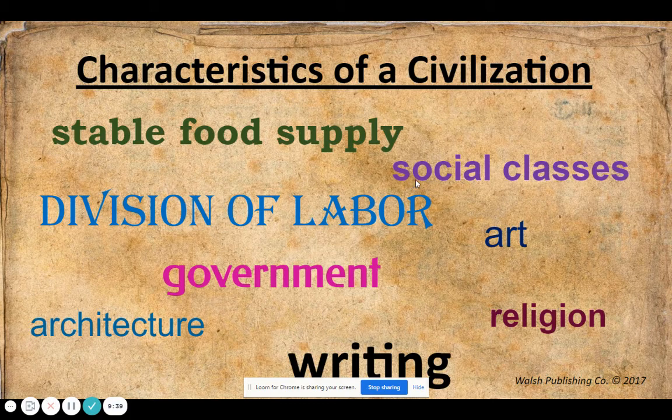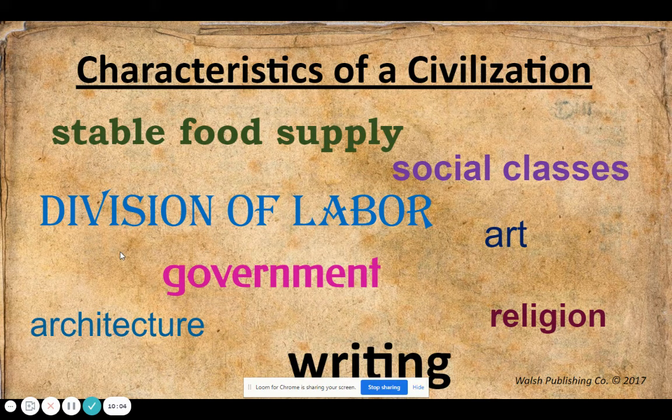Every early civilization also had social classes. That's the level of importance that each person was within a society. We'll talk about social classes when we study the first civilization of Mesopotamia. But those at the lowest classes would have had the highest poverty and the least amount of power. Those at the top of the social pyramid would have had the most money and the most power.